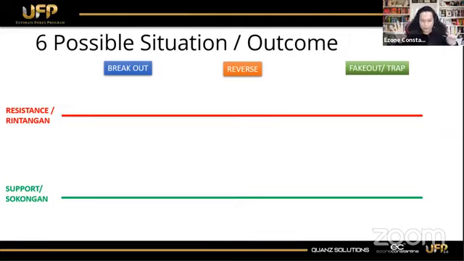Okay, so 3 categories: breakout, reverse, fake out or trap. Okay, now let's talk about the breakout here. Say for example, the price is moving in a bullish momentum.